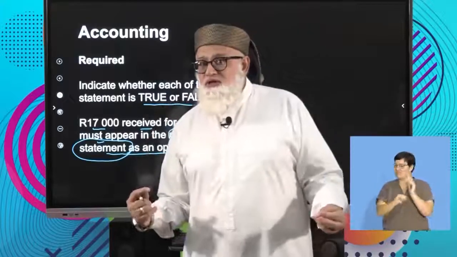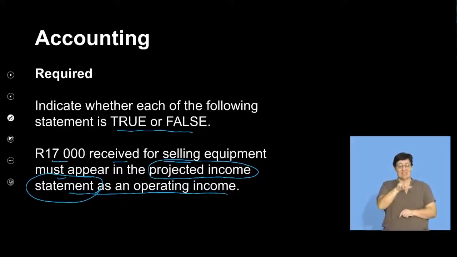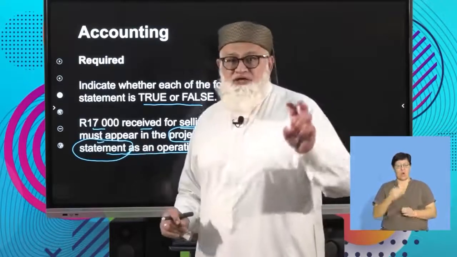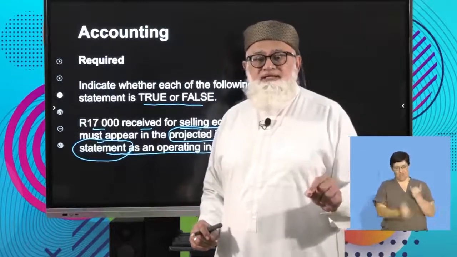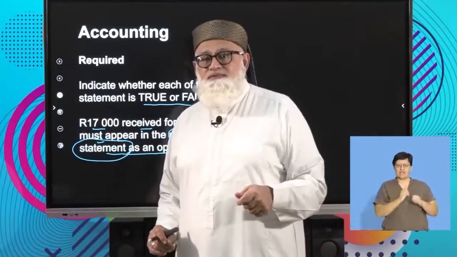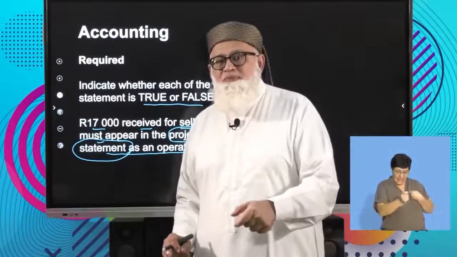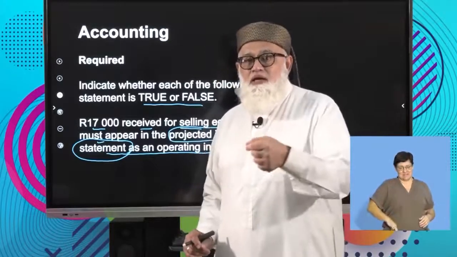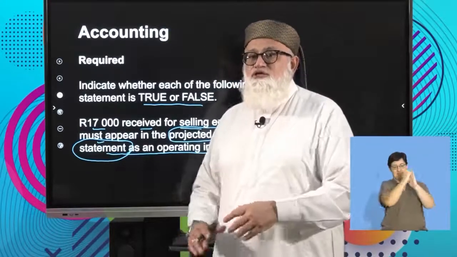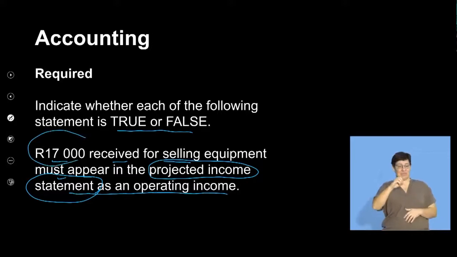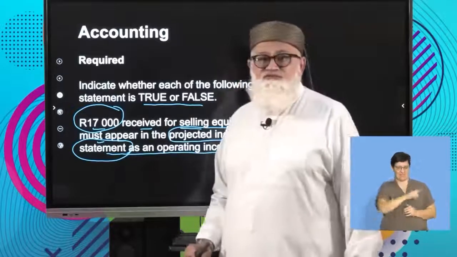Remember the previous question? Yes, if this had said 17,000 Rand must appear in my cash budget, then definitely it would be true. But because it's saying it must appear as an operating income, absolutely incorrect. So the statement is false. How would we correct it? We would say that the profit made on the disposal of an asset will appear as an income in my projected income statement. Okay, so clarify it once again. This one here is the selling price of 17,000, and this needs to be recorded in my cash budget. Therefore, this statement is false.